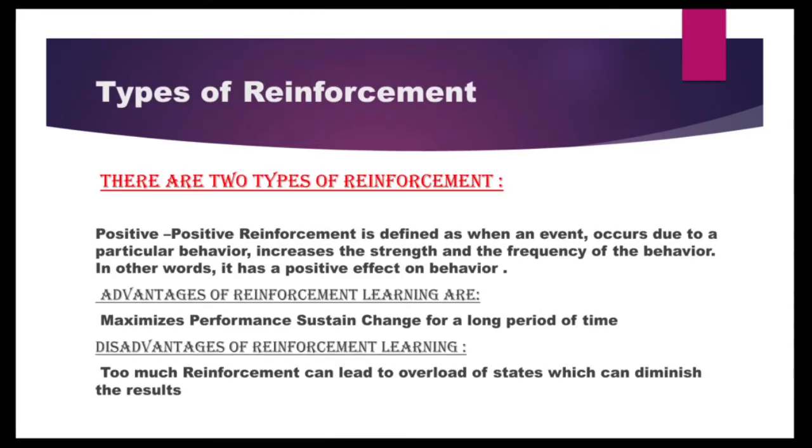Now, let us talk about the types of reinforcement. There are two types of reinforcement: positive reinforcement and negative reinforcement. Positive reinforcement is defined as when an event occurring due to a particular behavior increases the strength and the frequency of the behavior. In other words, it has a positive effect on behavior. Now let us see the advantages of positive reinforcement learning. It maximizes performance and sustains change for a long period of time. Now the disadvantage of positive reinforcement learning is that too much reinforcement can lead to an overload of states, which can diminish the results.